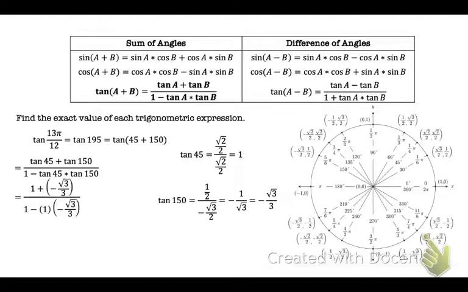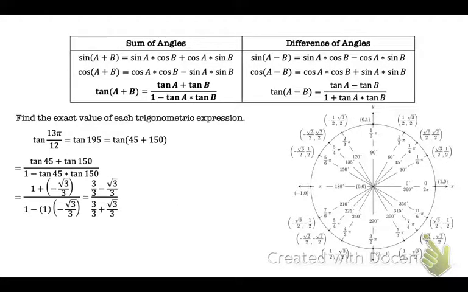So I have 1 plus negative square root of 3 over 3, and 1 minus 1 times the negative square root of 3 over 3. Okay, well, now let's simplify this down a little bit. That's going to be 3 over 3. I just changed the 1 to 3 over 3. And then plus and negative is just minus. And then again, I changed the 1 to 3 over 3. And 1 times that is just that, but a negative times a negative is a positive.